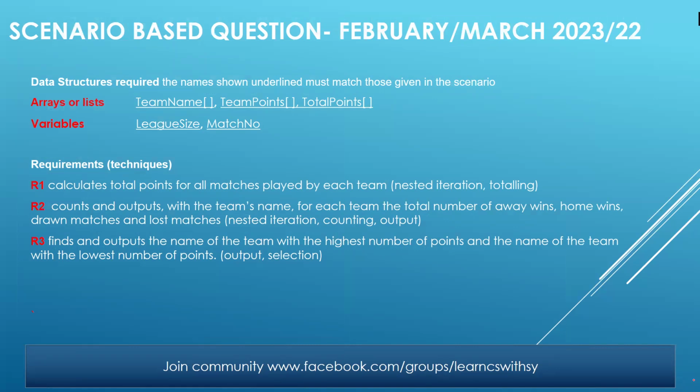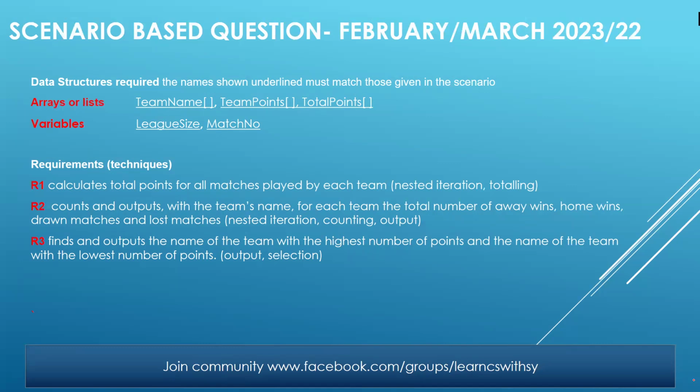leagueSize and matchNo. The requirements are: calculate total points for all matches played by each team, and for that you need nested iteration and the totaling concept. Counts and outputs, for each team's name, the total number of away wins, home wins, drawn matches, and lost matches. Again, you need nested iteration, counting, and output. Then requirement 3 finds and outputs the name of the team with the highest number of points and the name of the team with the lowest number of points. Again, for that you need output and selection.